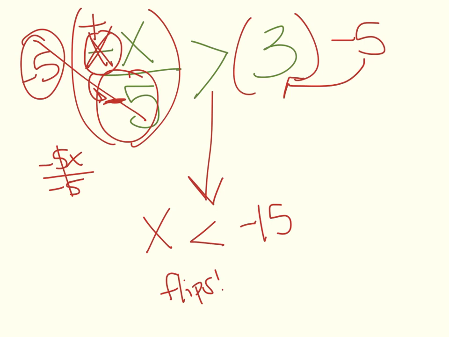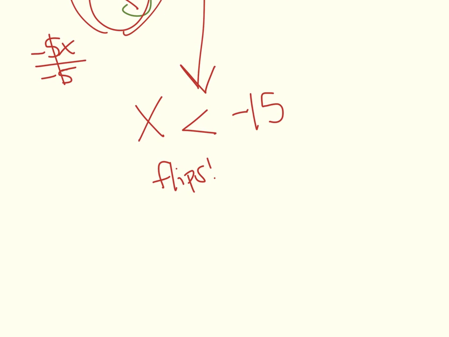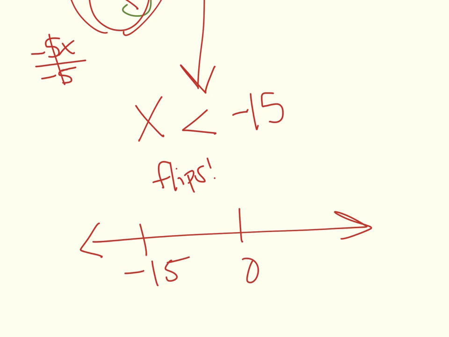And now, when I graph it, it's going to be like this. Negative 15, here's 0. Is my solution going to be open or closed? Open, because it doesn't have an equal sign. Open. And what direction is my arrow pointing? To the left. So I'm going to shade everything to the left.